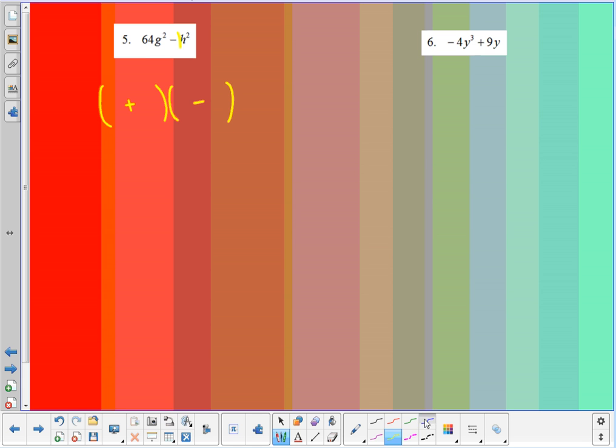When I take the square root of 64, I get 8. When I take the square root of g squared, I get g. From the h, the square root of 1h squared is just h. So I have 8g plus h and 8g minus h. There it is. Now, when I look at number 6, I have negative 4y to the third plus 9y.